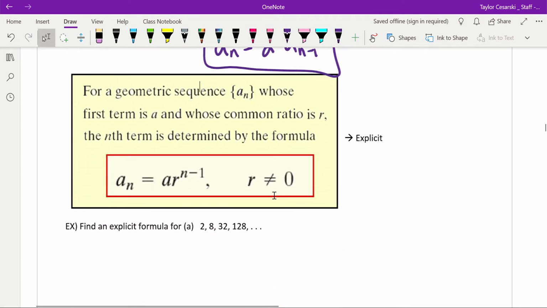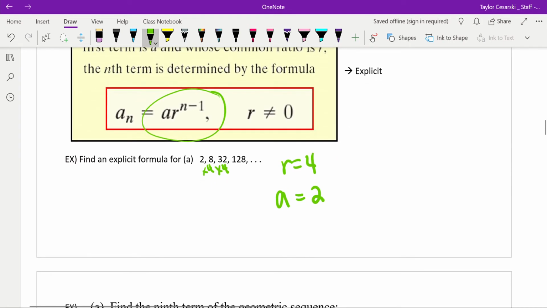Alright. So then we have the explicit formula, so this is helpful again if you're asked to find something like the 100th term. So that way we don't have to keep multiplying by 2 100 times, for example. So this one again, so we're going to write this as an exponent. So I can see that my r right here is 4. My first term is 2. So then to write this as an explicit formula, it's going to be 2 times 4 to the n minus 1.